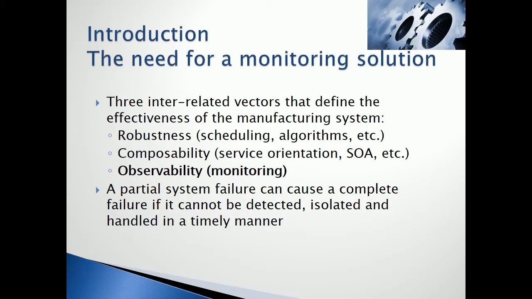Introduction. Three interrelated vectors define the effectiveness of the manufacturing system: robustness, with scheduling algorithms, etc.; composability, with service orientation, SOA, etc.; and observability, with monitoring. A partial system failure can cause a complete failure if it cannot be detected, isolated and handled in a timely manner. The need for a monitoring solution.